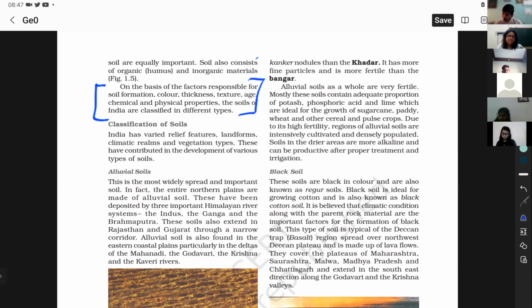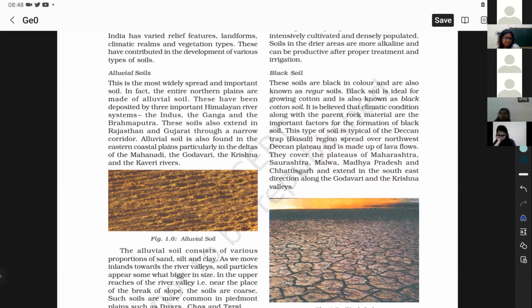Alluvial soil. This is the most widely spread and important soil. In fact, the entire northern plains are made up of alluvial soil. These have been deposited by three important Himalayan river systems, the Indus, the Ganga and the Brahmaputra. These soils also extend in Rajasthan and Gujarat through a narrow corridor. Alluvial soil is also found in eastern coastal plains, particularly in deltas of the Mahanadi, Godavari, Krishna, and Kaveri rivers. Fine. Thank you, Ashish beta.